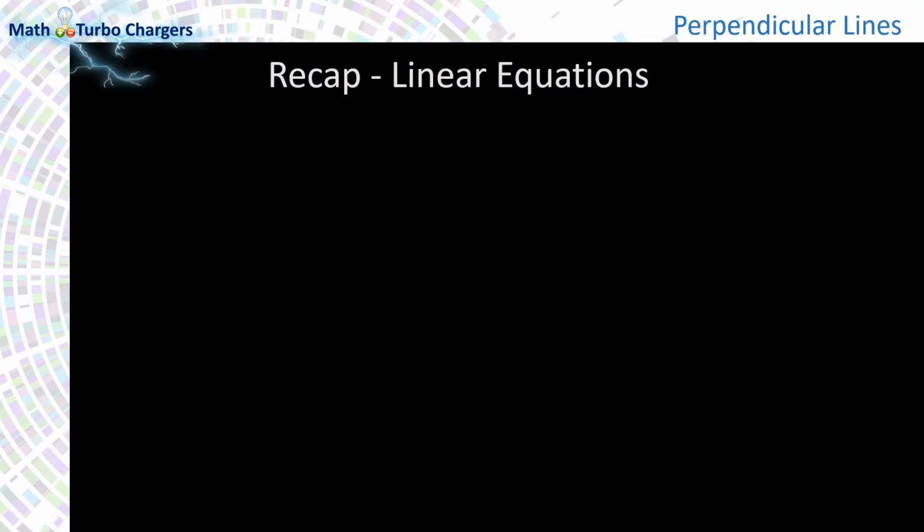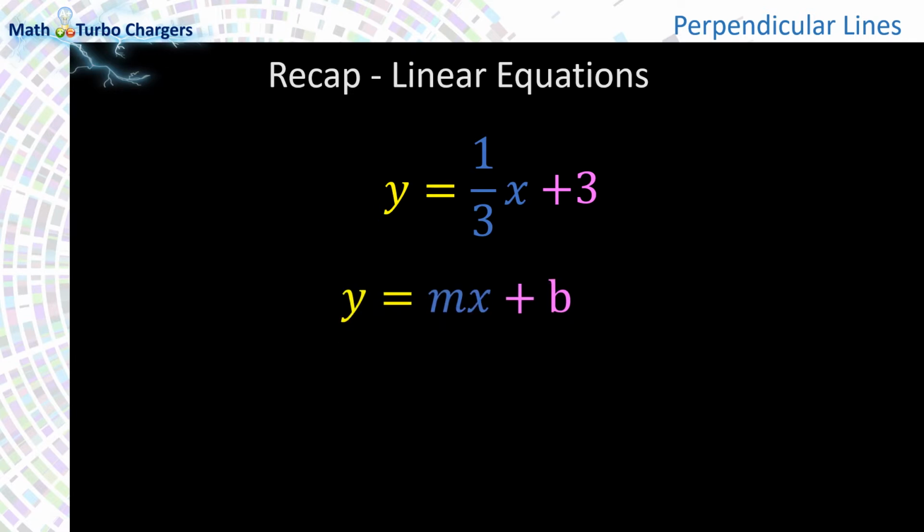Perpendicular lines consist of two linear equations. So let's recap linear equations. A linear equation consists of two main parts: the slope, which is always connected to the x, and the y-intercept. This is modeled by the slope-intercept formula. Remember, M is a place saver for the slope, and B is a place saver for the y-intercept.